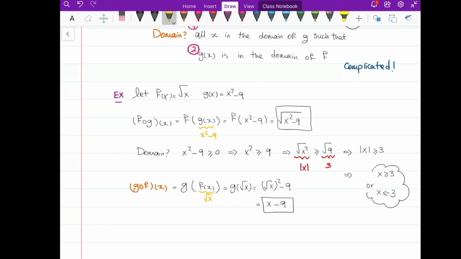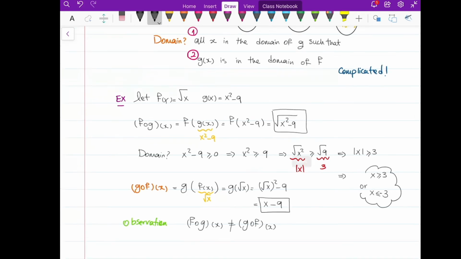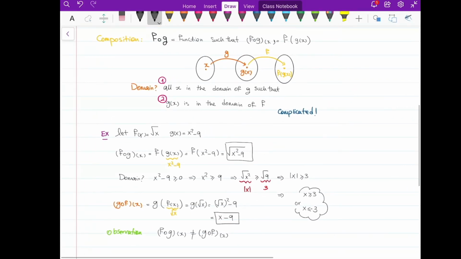So one observation is that f circle g of x is not necessarily equal to g circle f of x. Okay, so compositions of functions are also very important, and these are the way to find a new function out of two other functions.